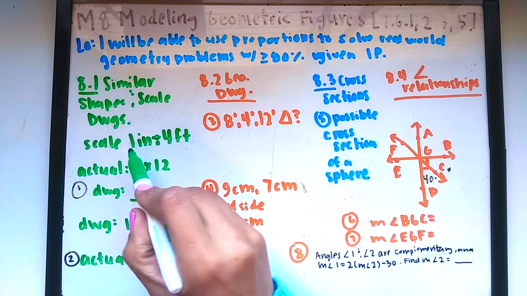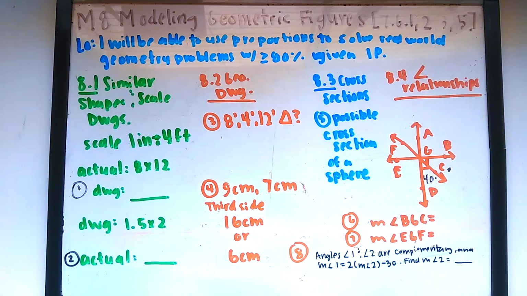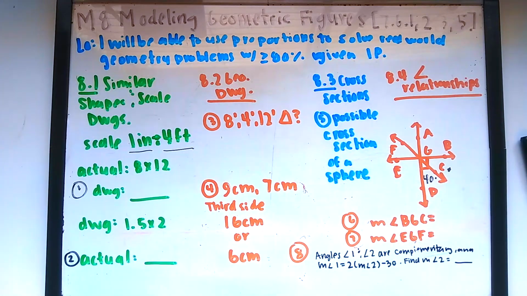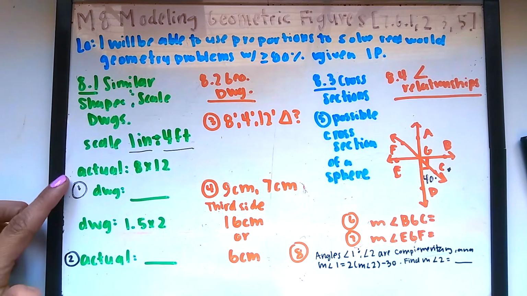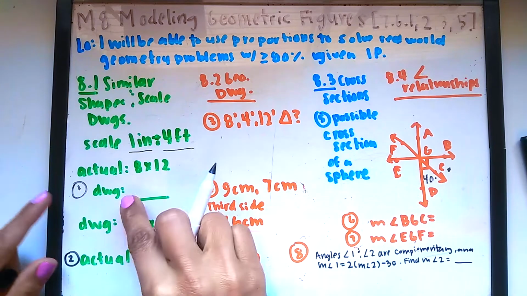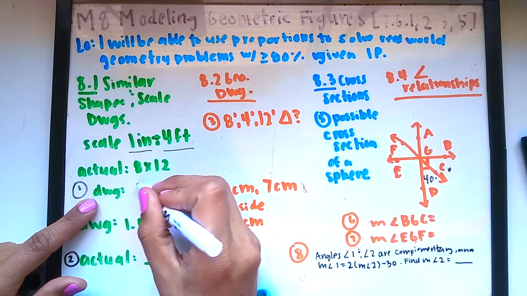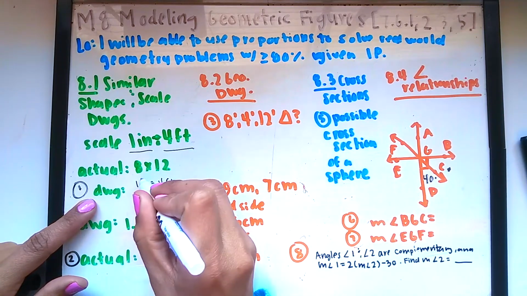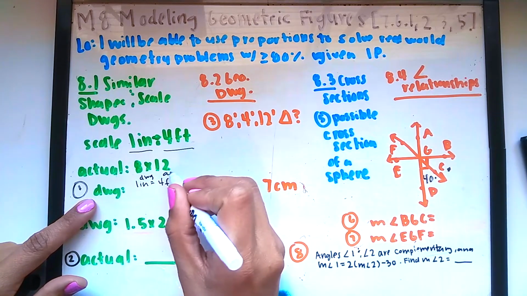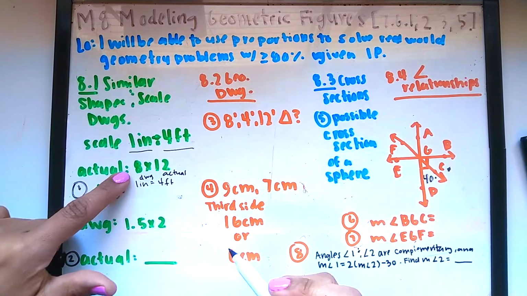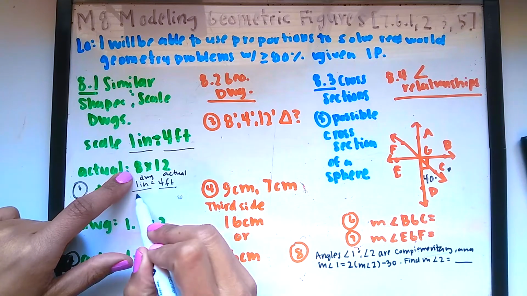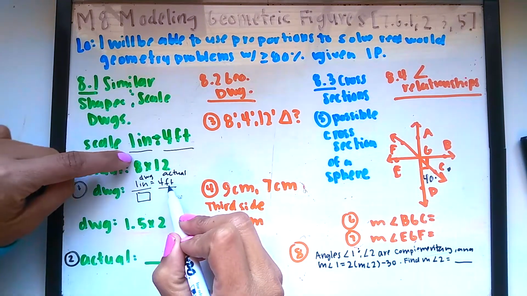So this is our scale right here. We have a scale of every 1 inch in the drawing is actually 4 feet in reality. So then we need to set up a proportion, right? I'm looking for the drawing. So I have 1 inch equals 4 feet. Now this is my drawing and this is my actual. This one I'm given actual, so I have to match it to the actual right here. I don't know this, that's what I'm looking for. The first one is 8.